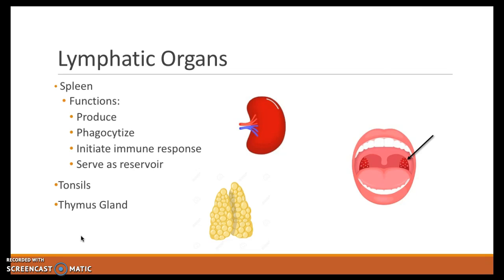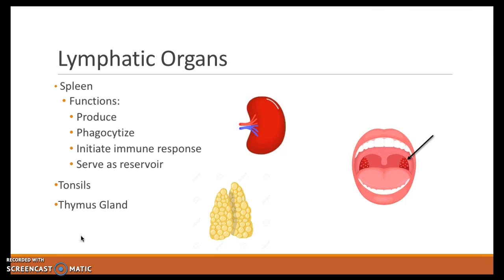Next, you have your lymphatic organs. Your spleen, your largest lymphatic organ, functions to produce T cells, B cells, and macrophages, phagocytize bacteria and other foreign materials, as well as old defective erythrocytes and platelets, serves as a reservoir for erythrocytes and platelets, and initiates the immune response.